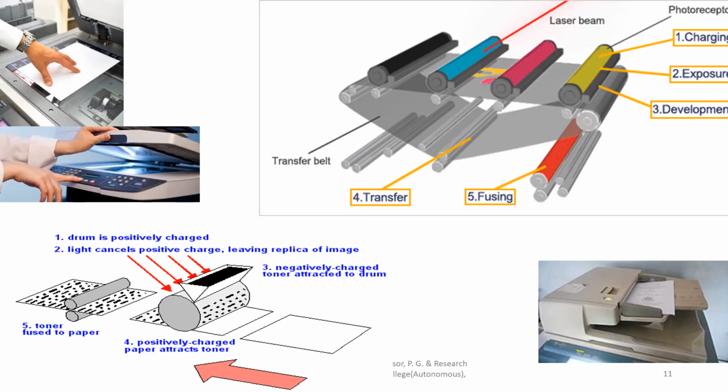Let me explain again what really happens in a photocopying machine. We know a photocopier is a machine that makes copies of a document quickly and cheaply. When we want to take a copy of a document, we place the document on the photocopying machine and press the start button. The first step involved in the process is the charging of the photoconductor.